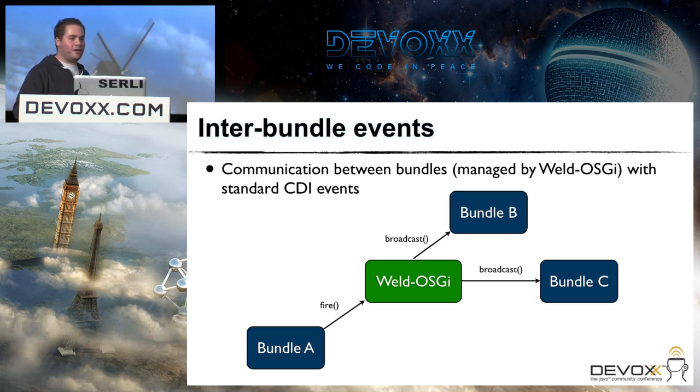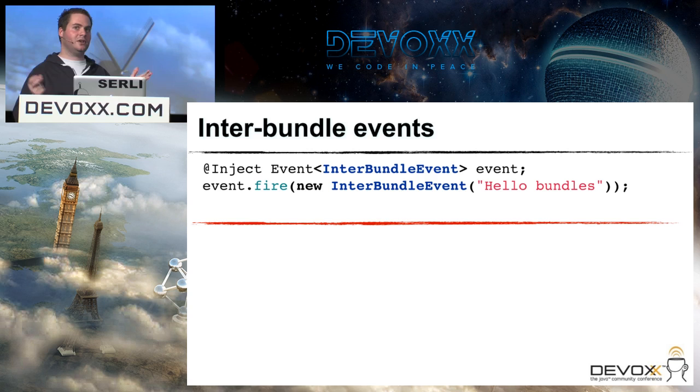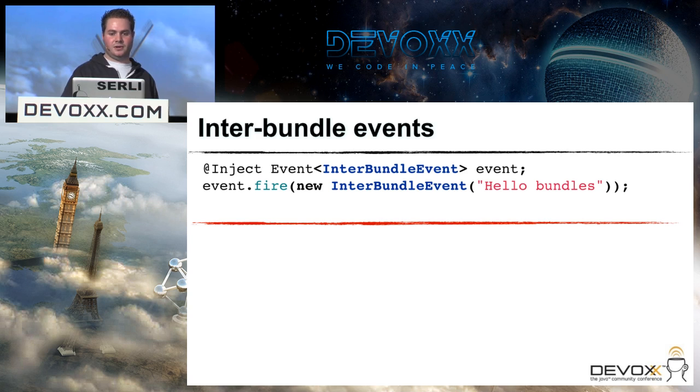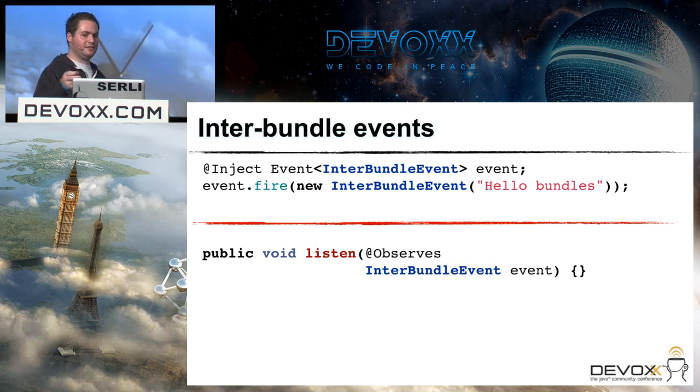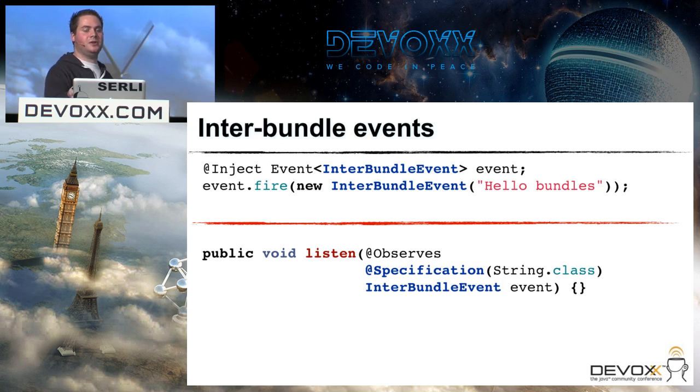So you don't really have to use dependency injection. You just send events to other bundles, and they can respond, and you can create a very dynamic application just using this kind of feature. If you want to use inter-bundle events, you just have to write something like @Inject Event of InterBundleEvent. And when you broadcast the event, you just have to give a payload to this event. Here it's "hello bundles". And in another bundle, you just have to write a listener.